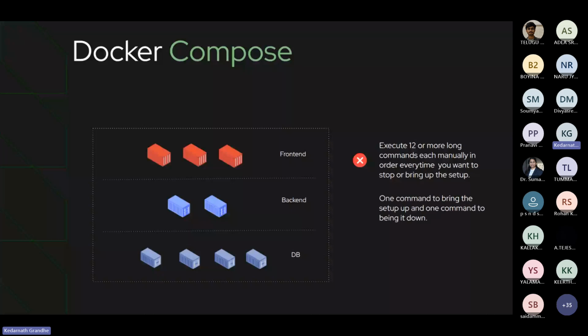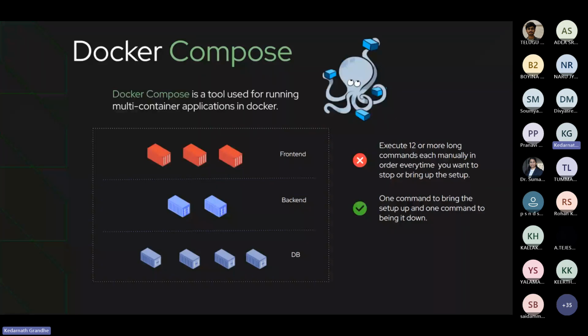So with Docker Compose, you write one YAML file with all the dependencies mentioned clearly, and when you execute one command, docker compose up, all the setup is brought up automatically. And when you execute docker compose down, all the setup is destroyed automatically. So Docker Compose is a tool used for running multi-container applications in Docker.